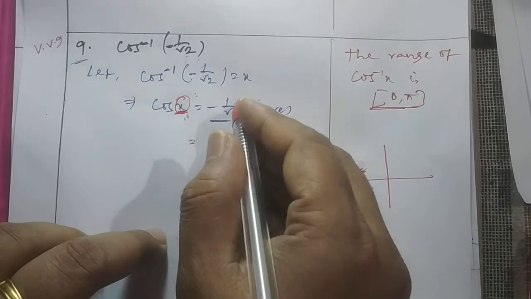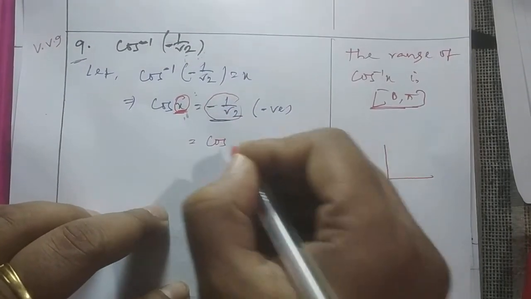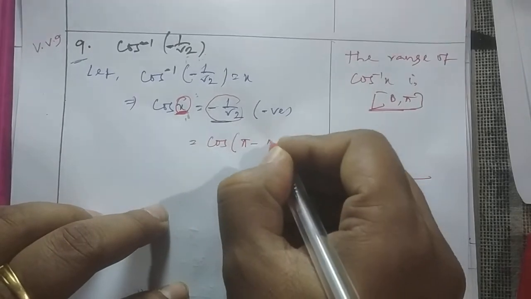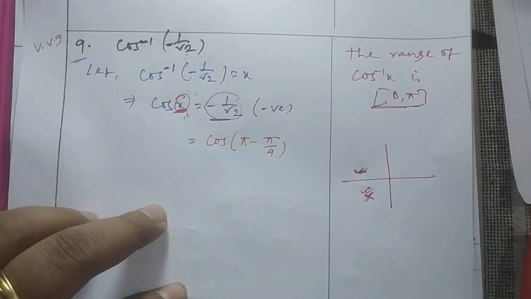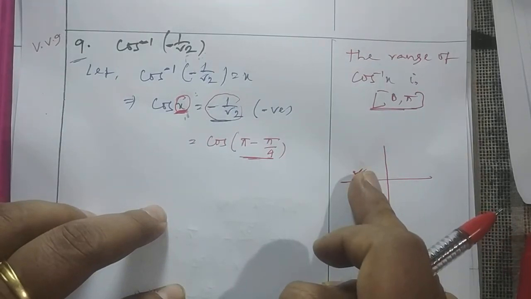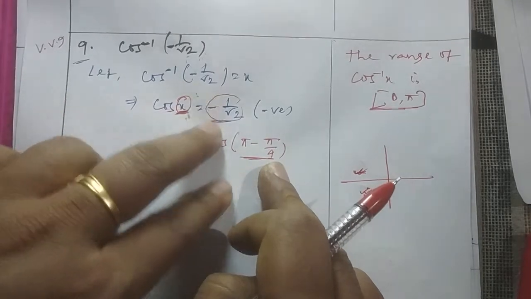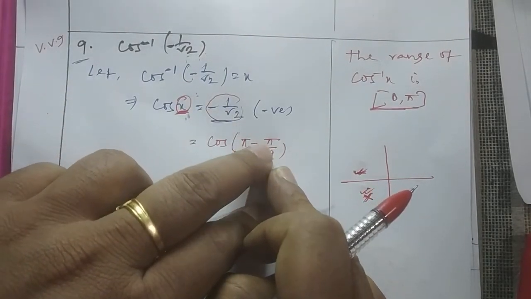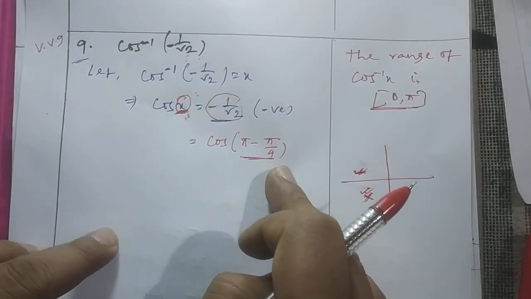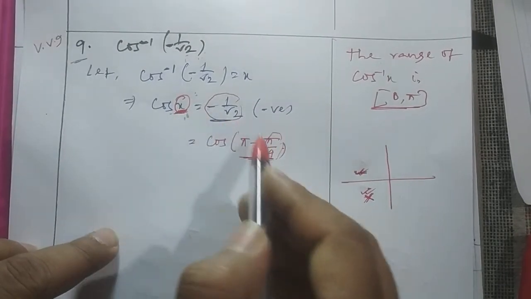Now this minus 1 by root 2 can be written as cos of pi minus pi by 4. Now look, this total angle will belong to the second quadrant. Also the value of cos pi by 4 is 1 by root 2, correct? That's why we have taken pi by 4, because the value of cos pi by 4 is 1 by root 2.